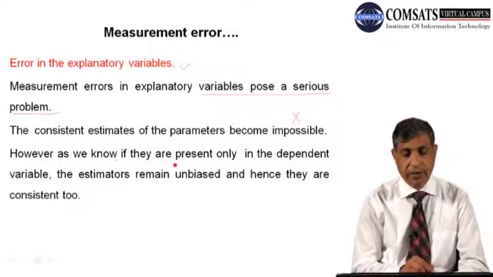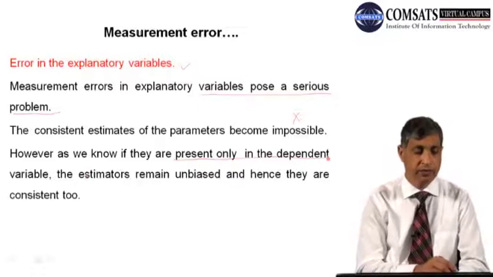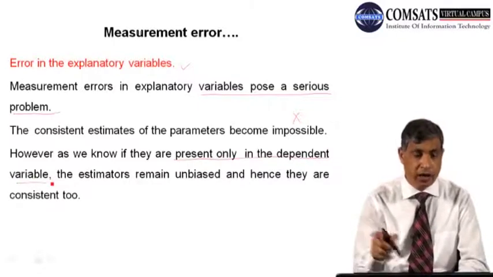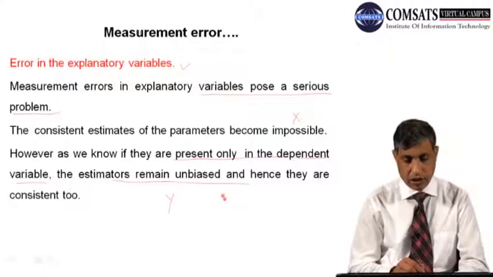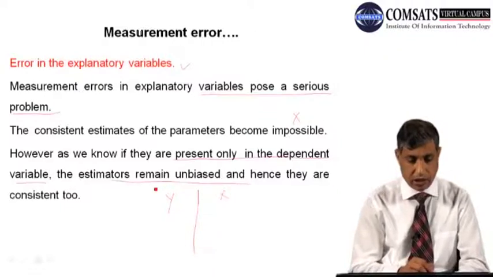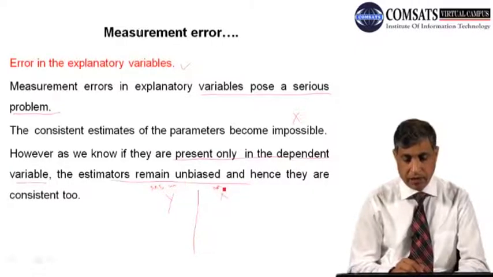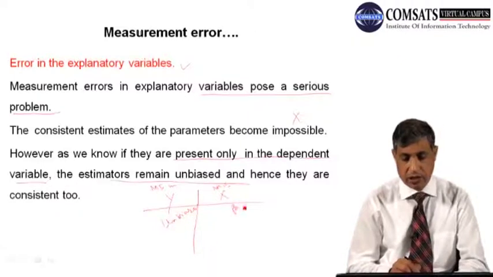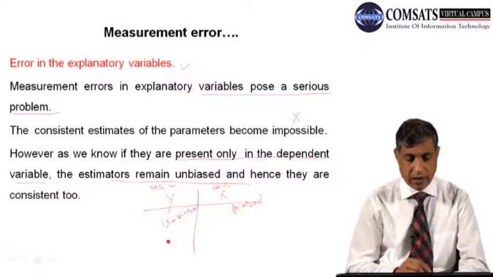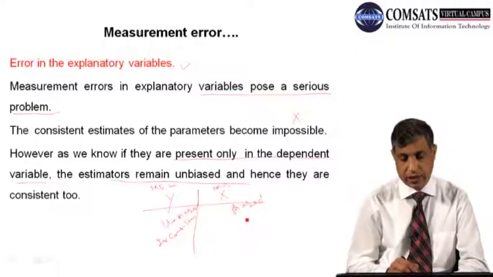However, as we know, if errors are present only in the dependent variable, now I am going back, the estimator remained unbiased. Look at this. This is y, this is x. Write measurement error as ME: measurement error in y, measurement error in x. Here, look at this. Their results are unbiased. Here biased, here inconsistent, consistent, here inconsistent.